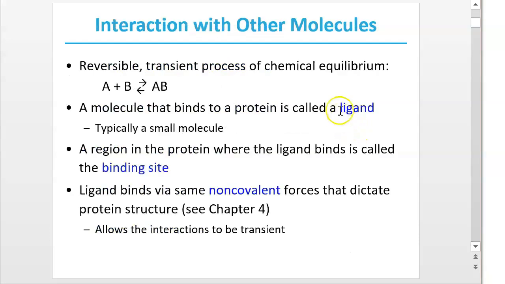So you have a ligand, you have a binding site, and when the ligand binds to the binding site, that's going to be reversible. So it's going to be favorable or be made more favorable by all the kinds of interactions that we learned about in the non-covalent interactions part of the course. So things like hydrogen bonding, electrostatic interactions, and also the hydrophobic effect.